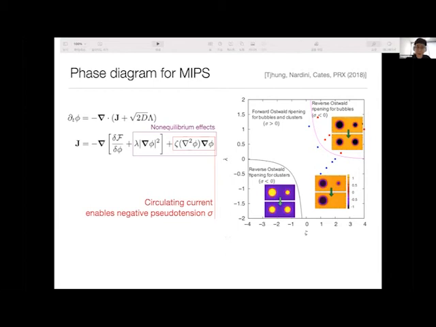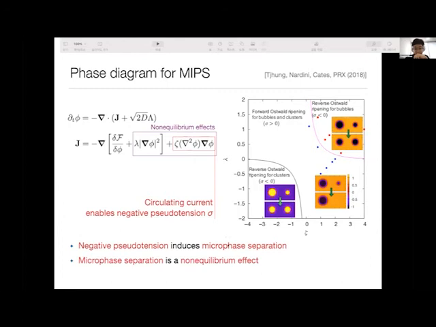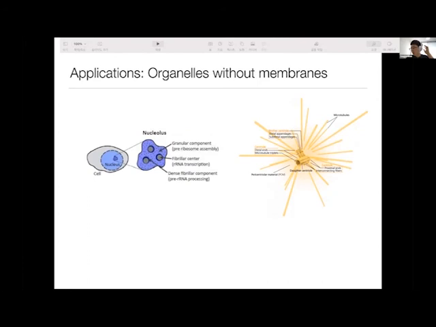And that means after some point, these bubbles or clusters will cease coarsening and get arrested. And that gives rise to microphase separation. This theory illustrates that this microphase separation is indeed a non-equilibrium effect arising from these non-equilibrium current, dissipation current terms. Okay.